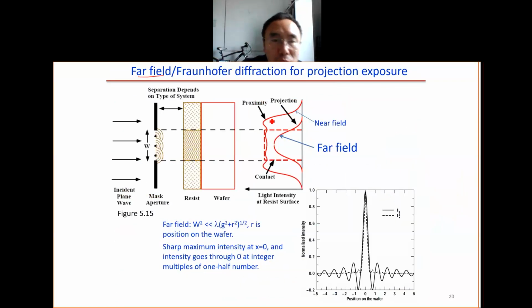But actually, another focal plane is a little bit distance away from the focal plane. So you can see this one is the proximity, as we have seen in the previous slide. This one is the far field. This corresponds to the case of the projection exposure. So you can see this is the light intensity for the far field.